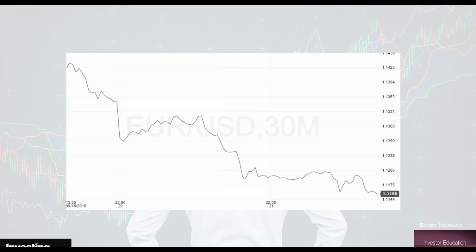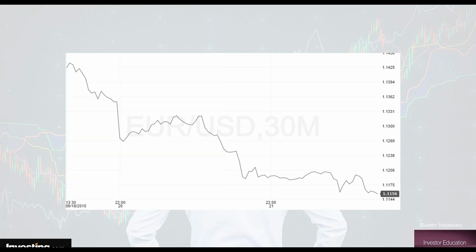So right now we're looking at the euro-US dollar in a 30-minute time frame, which means every 30 minutes we put a dot on the chart at the price that the euro-US dollar was trading at. And we connect those dots together and we have the price movement. Okay, it gives us a general look at how price is moving, but no detail. We can see nothing except the euro was falling in this chart.